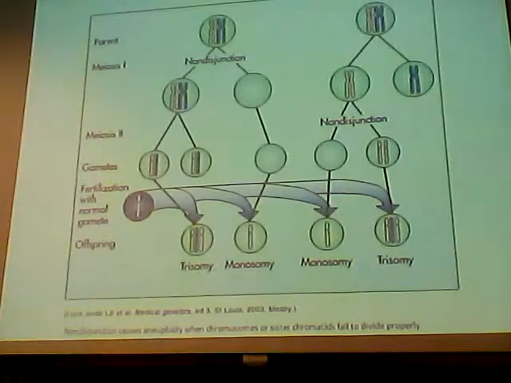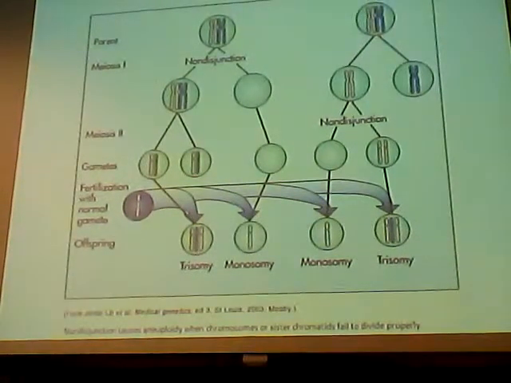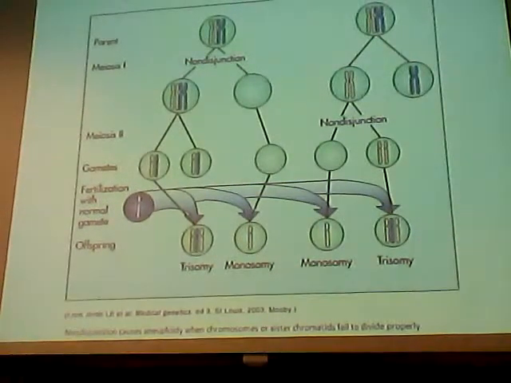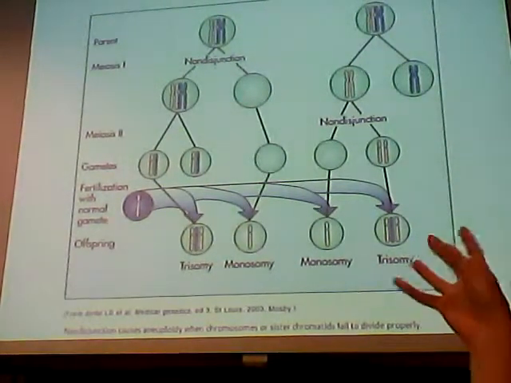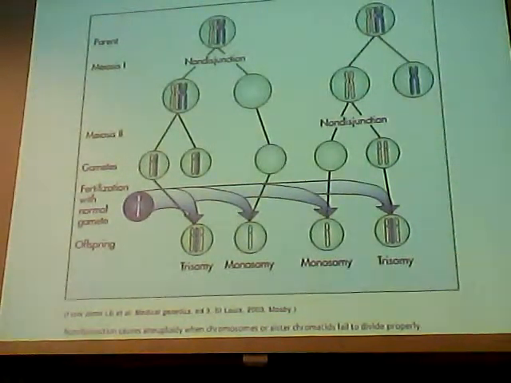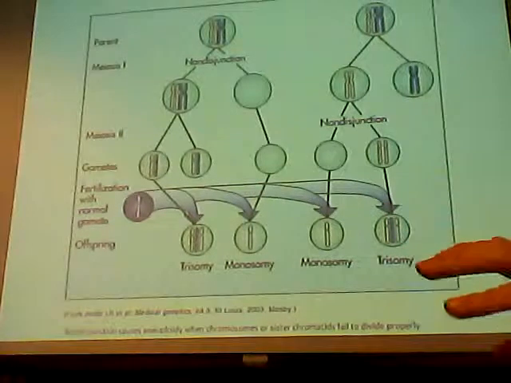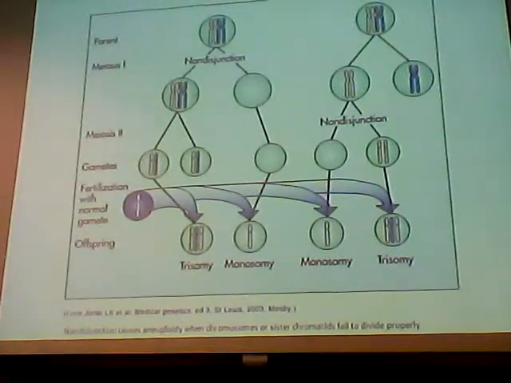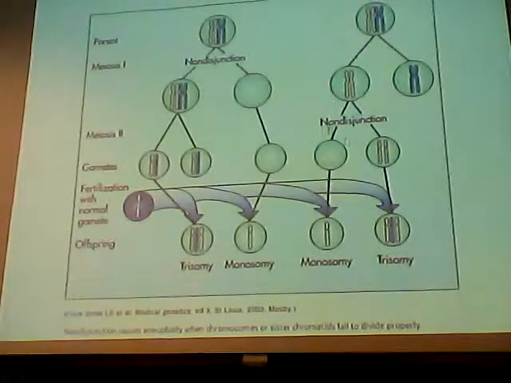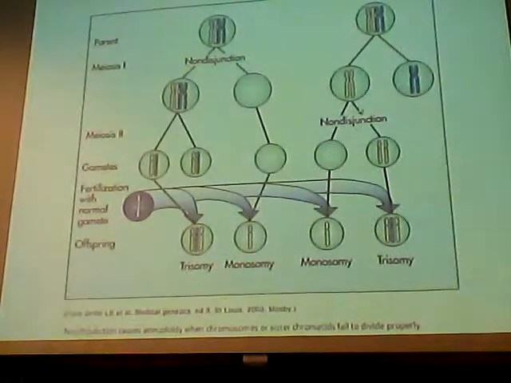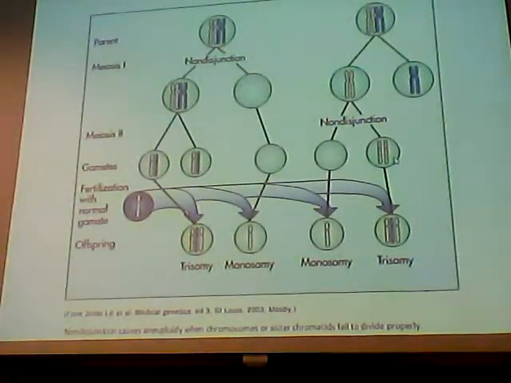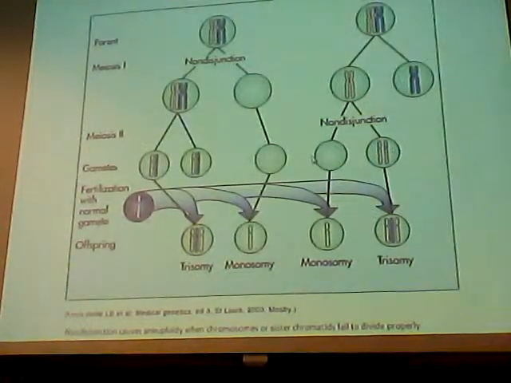Remember, with non-disjunction, this can occur in either meiosis 1 or meiosis 2. That's when you've got your entire homologous pair. The tetrad is what it's called when it's both homologous, from the mom and from the dad. They can group together, like if you see here, or they get grouped together like none at all for here. But you could have non-disjunction in meiosis 2, where the sister chromatids will segregate out into one versus the other.